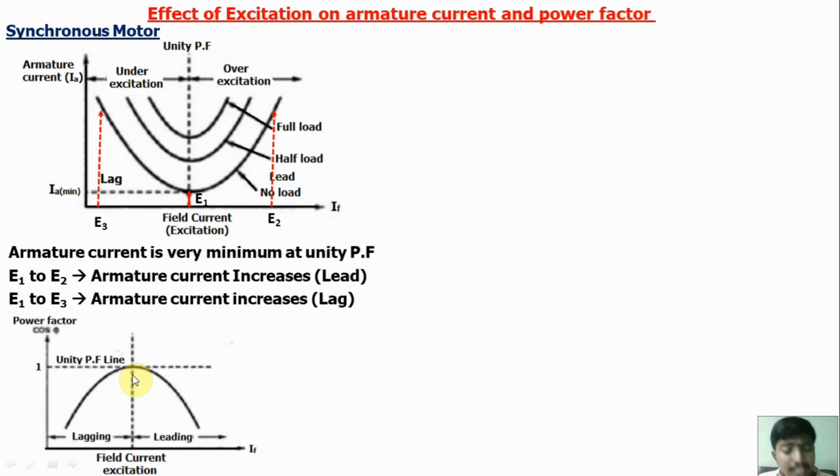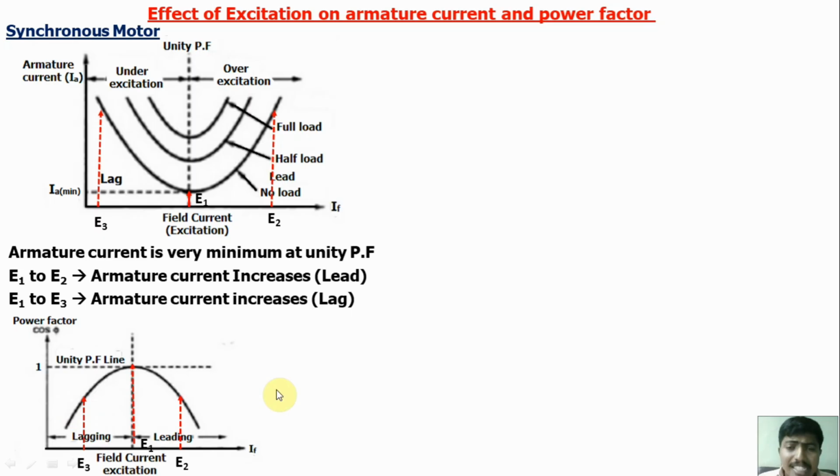Next, remember the power factor curve, the inverse U curve. The power factor will be maximum at unity power factor. When the excitation increases from E1 to E2, the power factor decreases, or when the excitation decreases from E1 to E3, the power factor decreases. Okay, this is the basics.